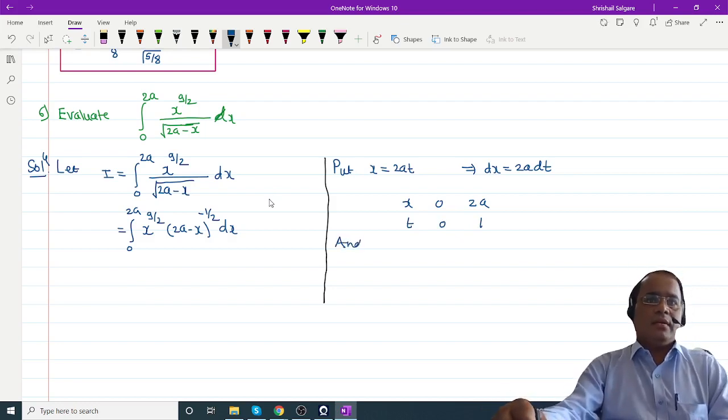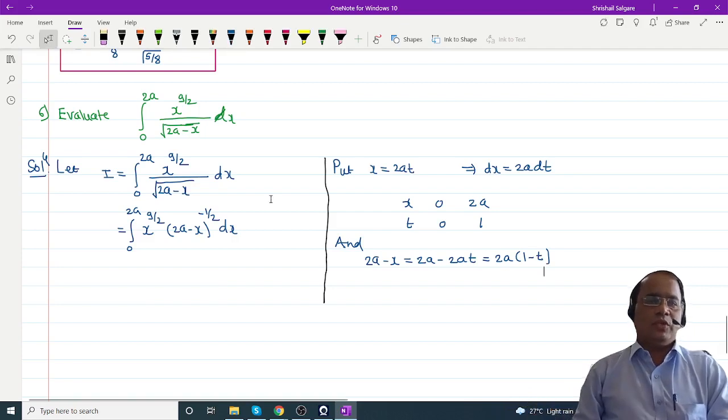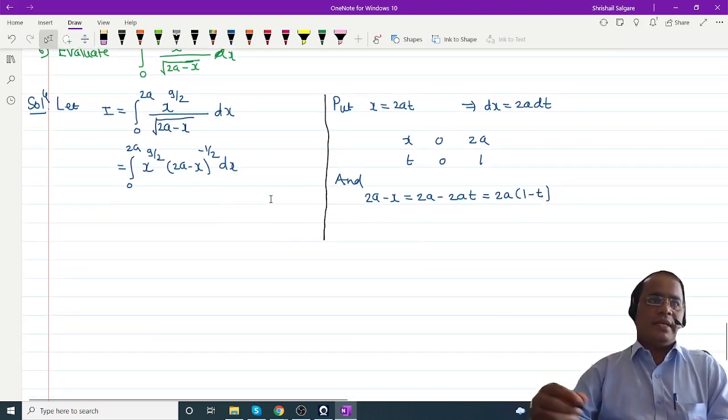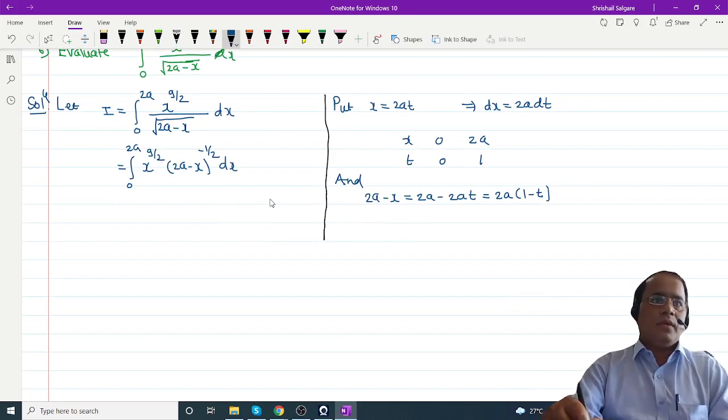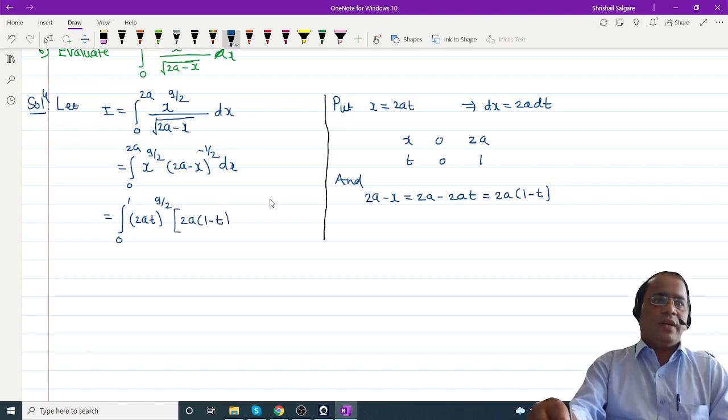And this factor 2a minus x can be written as 2a minus 2at. So from this I will take 2a as common. So it comes as 1 minus t into 2a. Therefore, that integral, new limits 0 to 1. x is 2at raised to 9 by 2. And the second bracket is 2a into 1 minus t raised to minus 1 by 2, and 2a times dt.